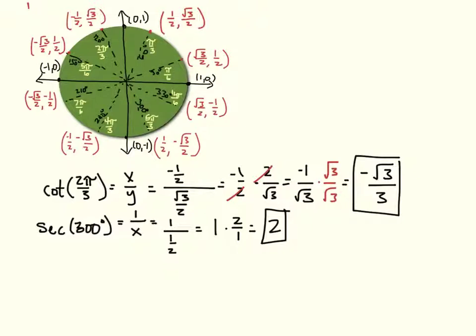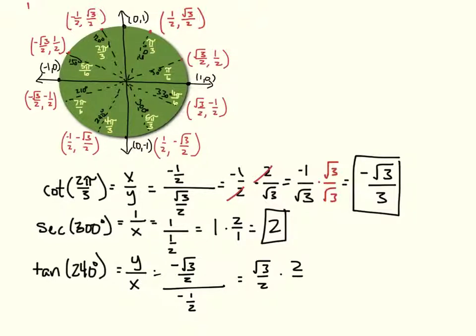Lastly, let's do the tangent of 240 degrees. So tangent is the y over the x. I find 240 degrees, and so it's the y over the x: negative square root of 3 over 2 over negative 1 over 2. Negative over negative, we know it's going to end up being positive, so this is square root of 3 over 2 times 2 over 1. The 2's cancel, and the tangent of 240 degrees is the square root of 3.